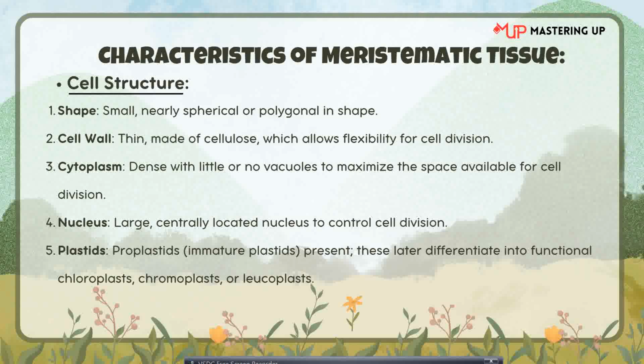Okay, so the major goal of this meristematic tissue is cell division. So the cell is formed in such a way as to maximize the space available for cell division. Now the nucleus: a large, centrally located nucleus to control the cell division. And plastids: proplastids, that is immature plastids, are present. These immature plastids later differentiate into functional chloroplasts, chromoplasts and leucoplasts. They are the pigments. We will also discuss it in the photosynthesis class.